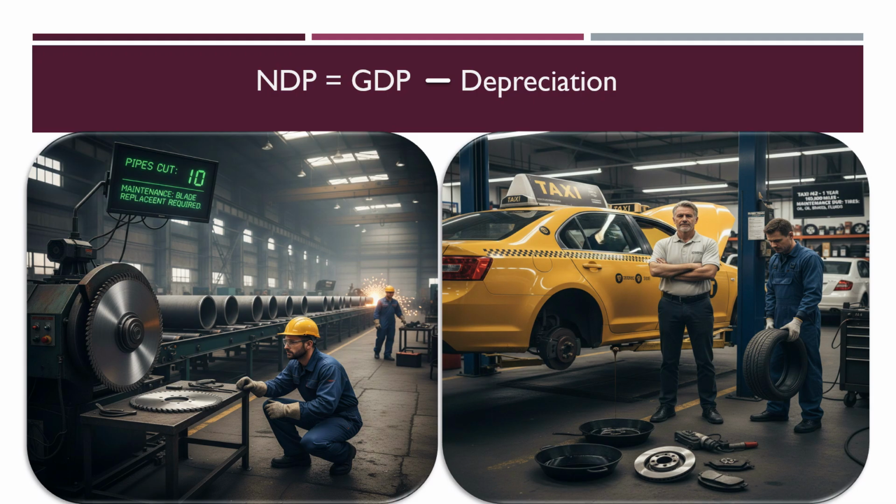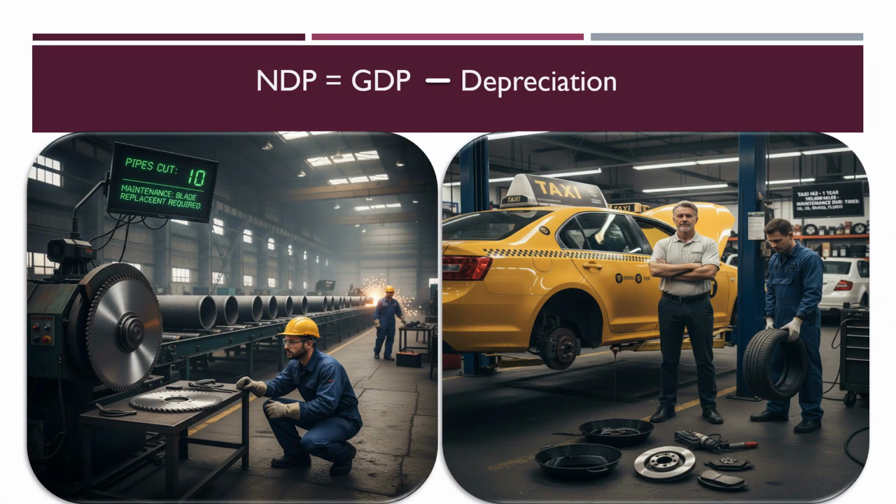Let's look at these images. On the left, in a factory, steel pipes are being manufactured, and after cutting 10 pipes, the blade has to be replaced. So you see, after cutting 10 pipes, the sharpness of the blade gets reduced. Okay, so therefore the blade has to be replaced. So the damaged cutter is the depreciation. One blade is consumed to produce 10 pipes.